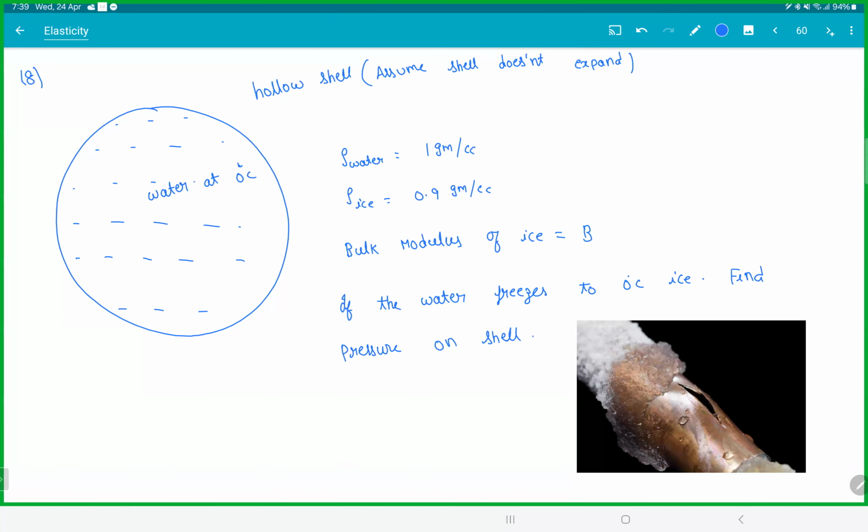Let's get this. Let's finish off bulk modulus. Like I said, these are few varieties we have. If you see, there's a single formula. After this, we have a small theory, and we'll be done.